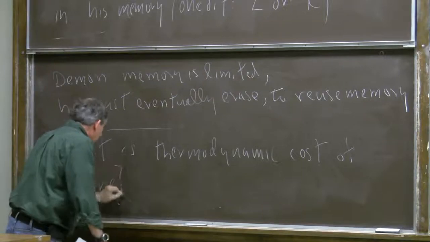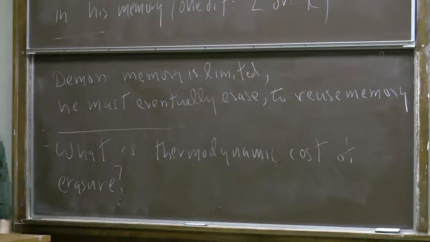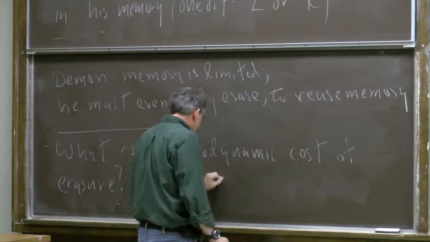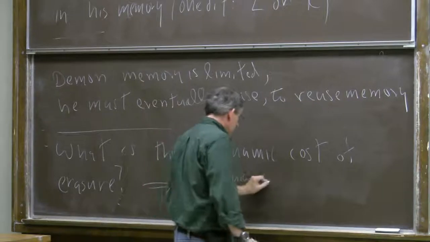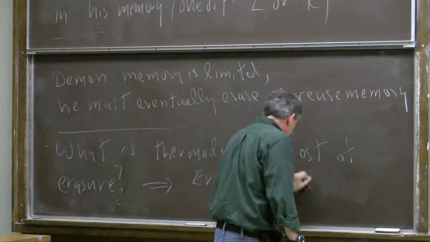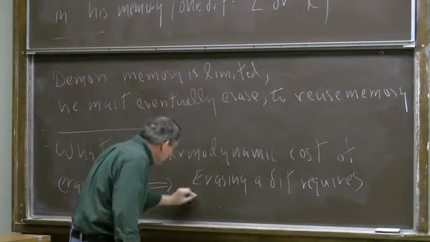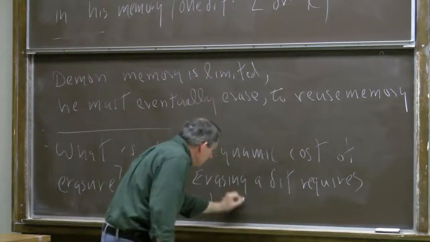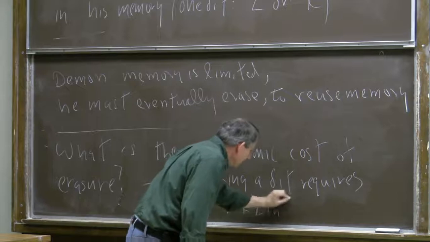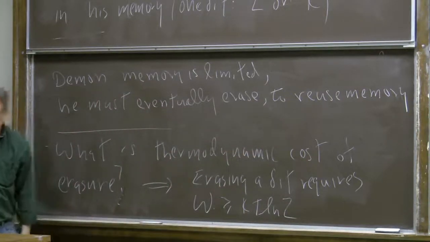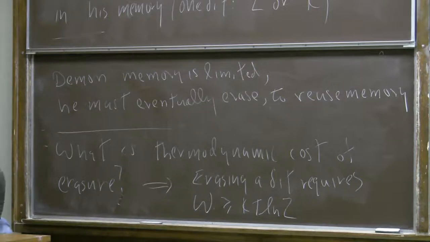So this was a question that was actually asked by Rolf Landauer in the early 60s, and his answer was that erasing a bit requires work. An amount of work which is at least kT log 2. Log 2 because we're erasing one bit. Okay. So if Landauer was right about that, then there's really no paradox.